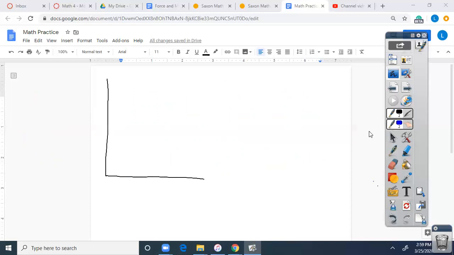This is a 90-degree angle. 90 degrees, you need to know that. Okay. What about an angle that looks like that? That is 45 degrees because it looks about half of the 90-degree angle, and half of 90 is 45 degrees.